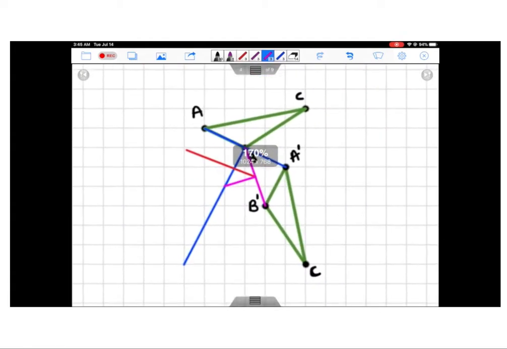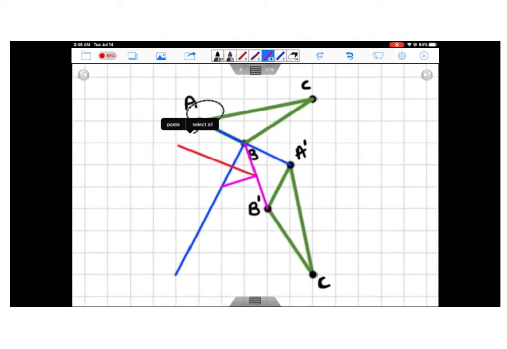And finally, I'm going to connect C to C prime. That should be C prime down there. Get rid of that line.